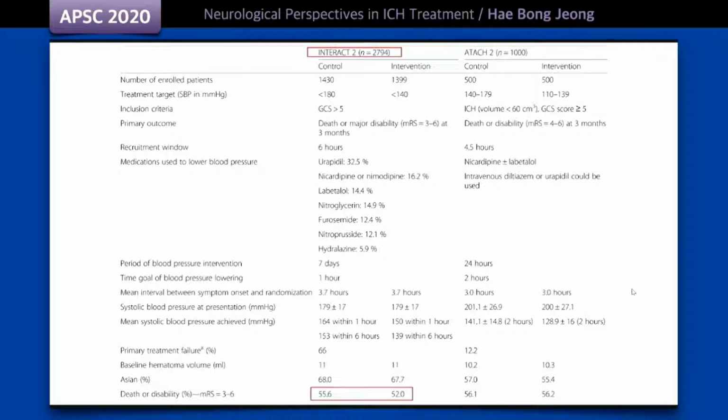Two possible conclusions can be drawn from this study. First, aggressive blood pressure lowering seems to be safe in the acute phase of ICH. Second, a lower blood pressure target might have an impact on long-term outcome.